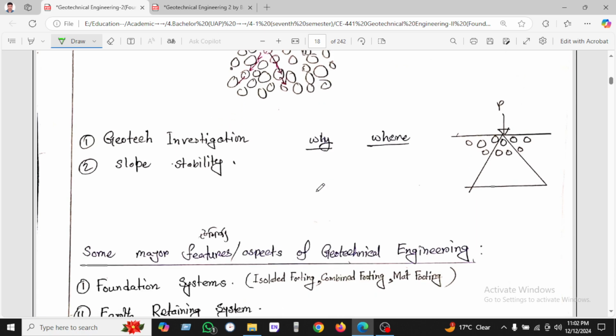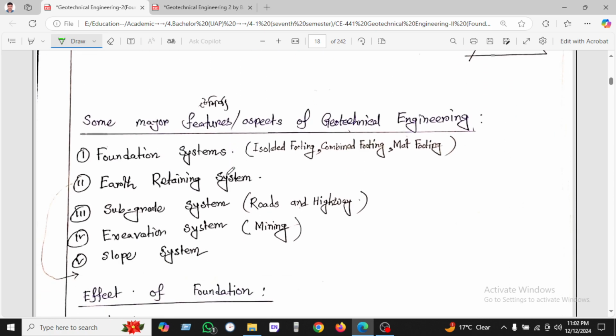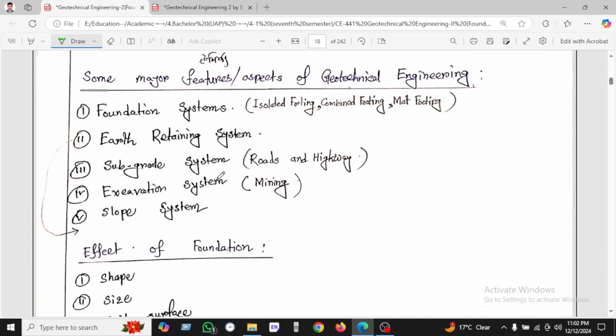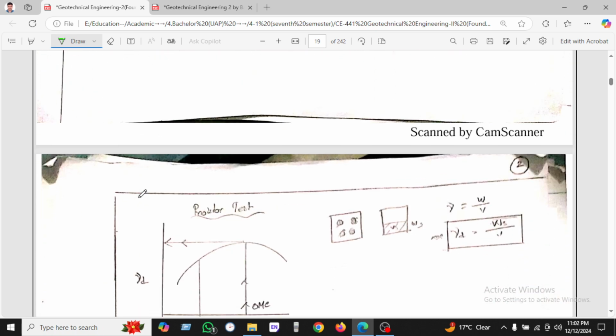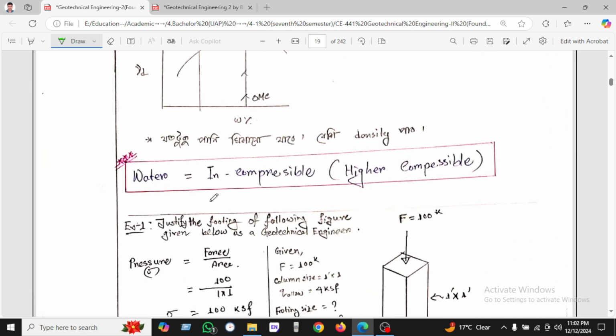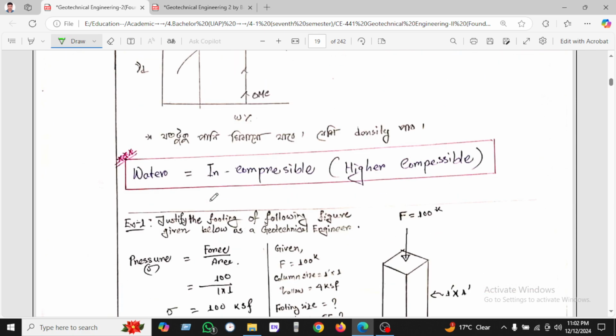So in geotechnical investigation, we investigate why and where, and slope stability. Some of the major features we know: the foundation system, earth retaining system, subsurface excavation system, slope, and the effect of foundation, slope, size, depth, and so many things. Water we can see is incompressible, and higher compressibility. So we cannot compress the water. That's why we call it highly incompressible.